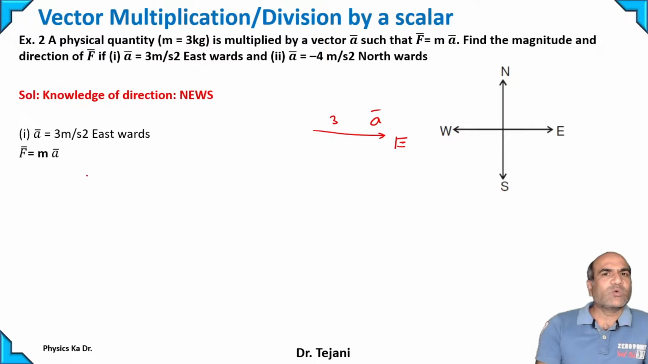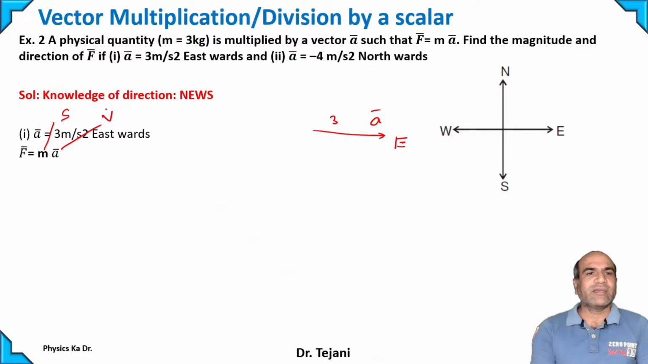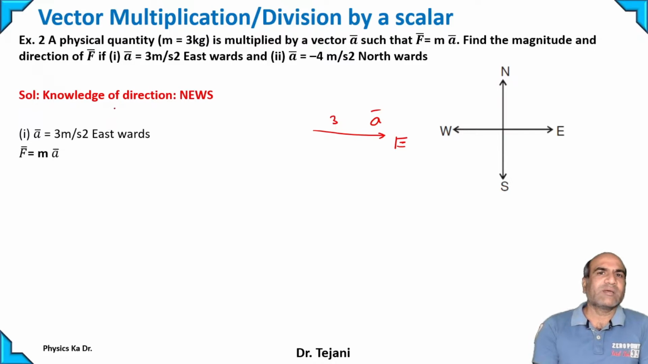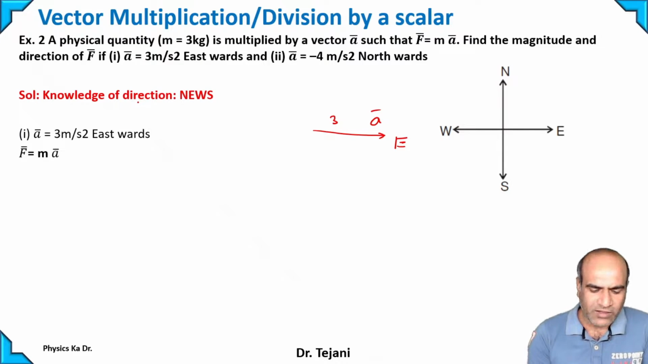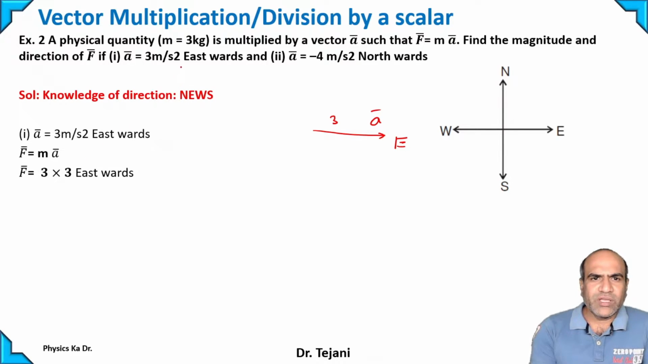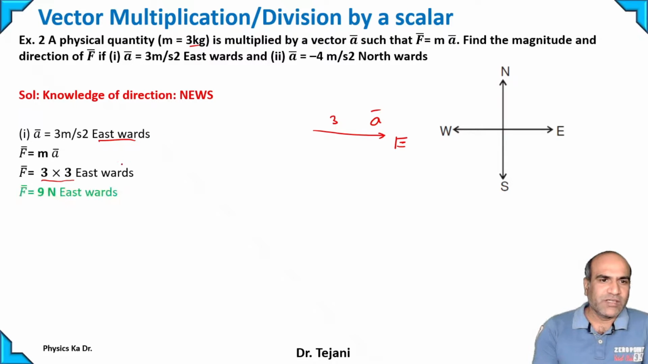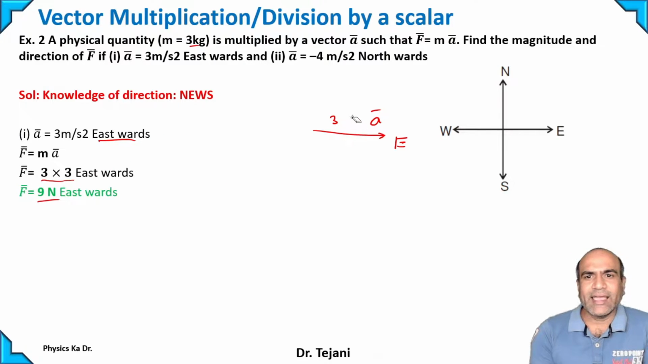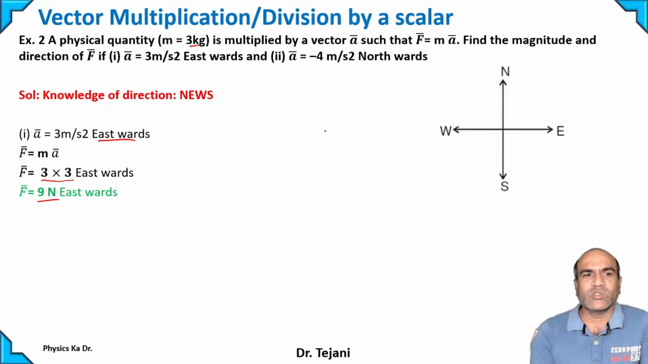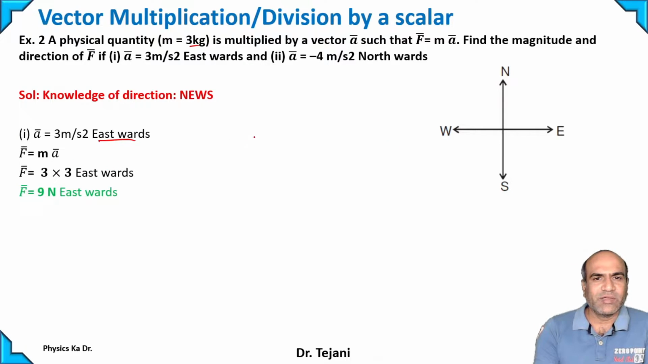And we know the equation is F equal to mass multiplied by acceleration. Mass is a scalar quantity, A is the acceleration, a vector quantity. And it ultimately gives us a scalar multiplied by a vector. We understand that it gives us a vector quantity. That's why this knowledge is required. So 3 kilogram put here, and the acceleration is 3 in the direction of east. So the answer is 9, and the direction remains the same. There is no change in direction. Force is applied in this direction and the answer is also in the same direction.